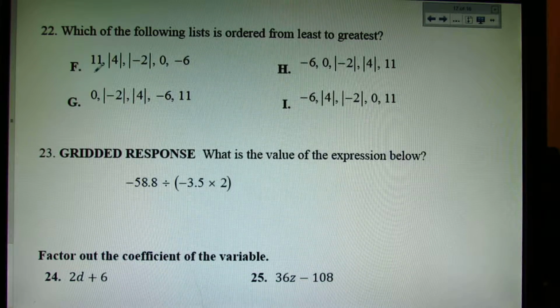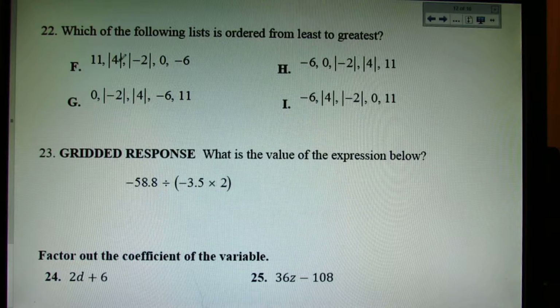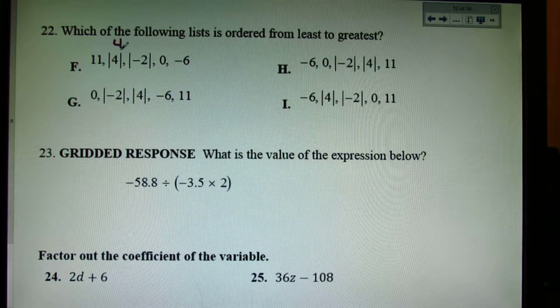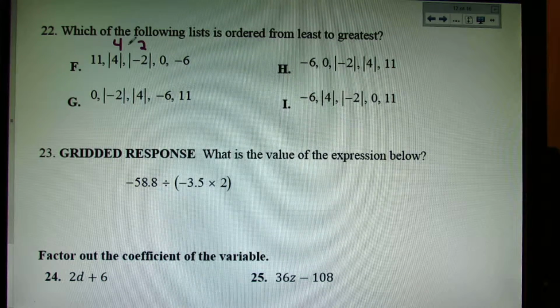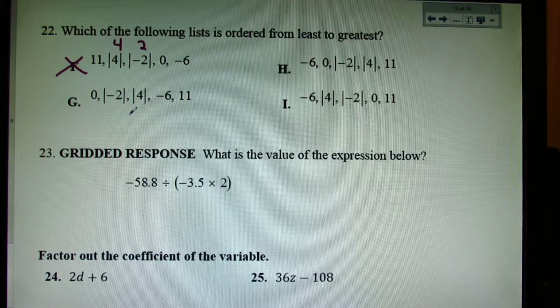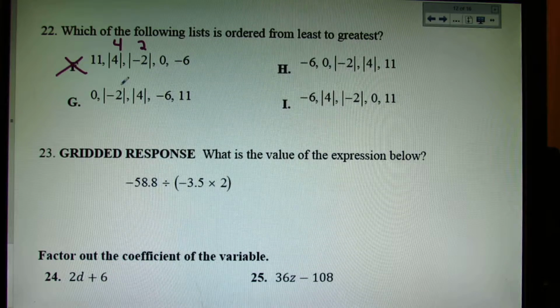All right, F starts with 11. Okay, well that's just 11. Absolute value of 4, well that's 4. Absolute value of -2, that's 2. Wait a minute, this isn't in order from least to greatest. That's a bigger number, so F's out. Least to greatest. Okay, let's keep going.